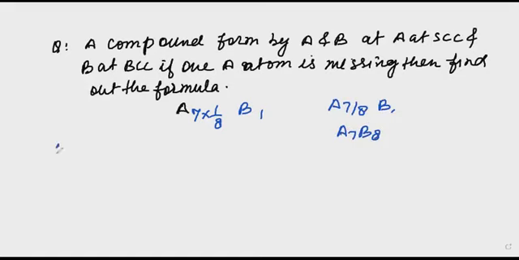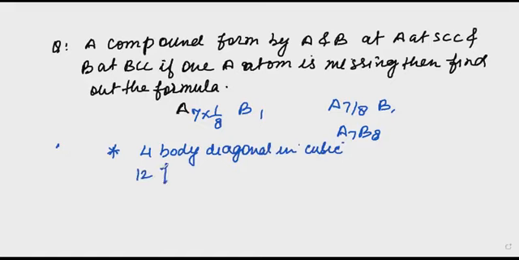Clear? Now before we write the next question, remember that there are 4 body diagonals in a cubic crystal and 12 face diagonals in a cube. Now we are coming to our question, then you do very well.